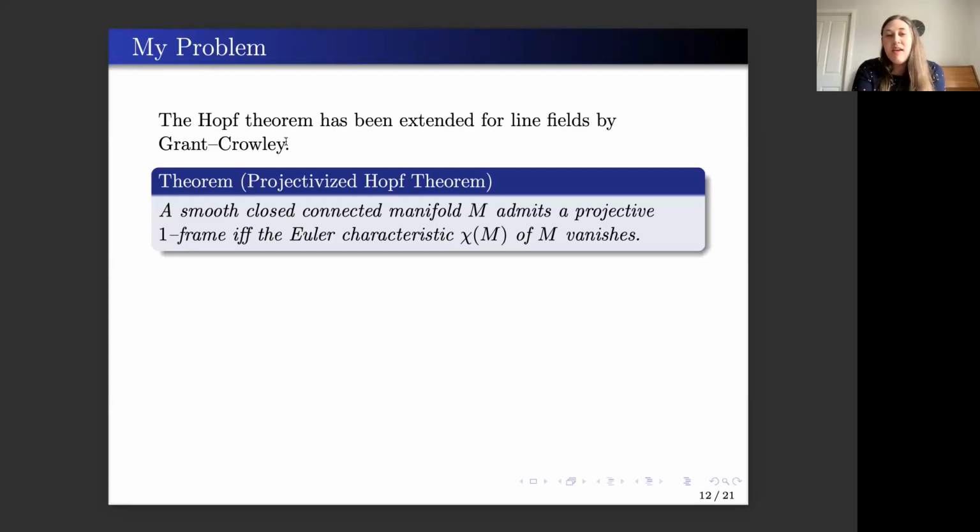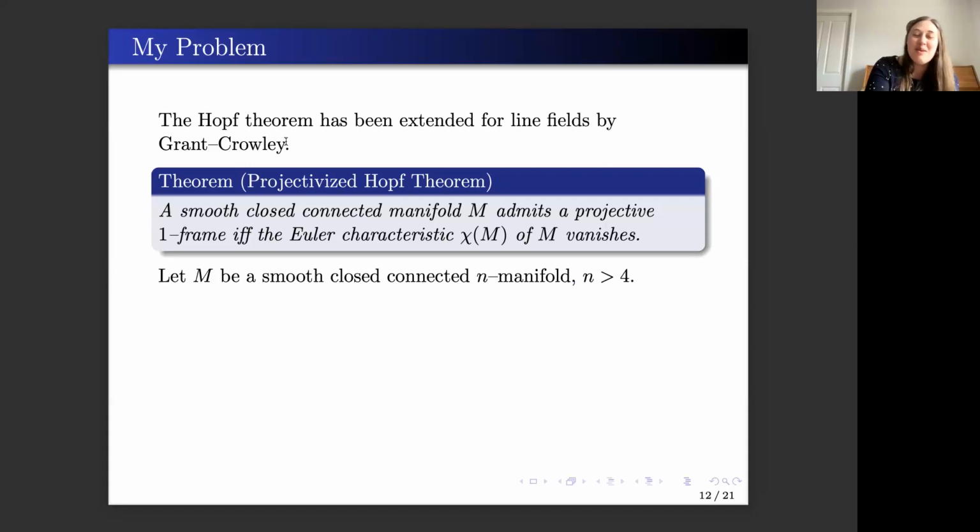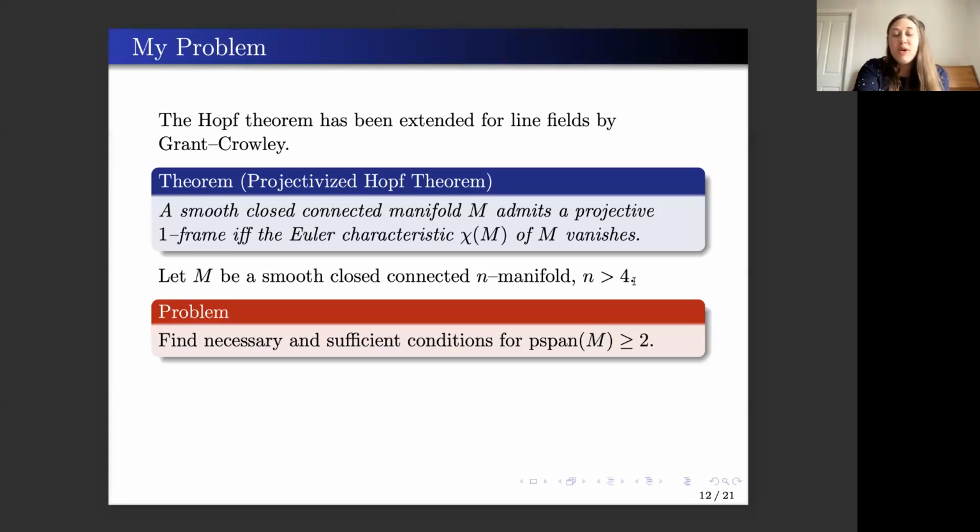And the interesting thing was that physicists were using this result in their research, and they didn't really know that it held, and it actually did. So my supervisor was kind of like the physics cleanup crew here, and I'm looking at the next step. Here I'm assuming the dimension of the manifold is bigger than 4, and I'm trying to find necessary and sufficient conditions for the projective span to be at least 2.